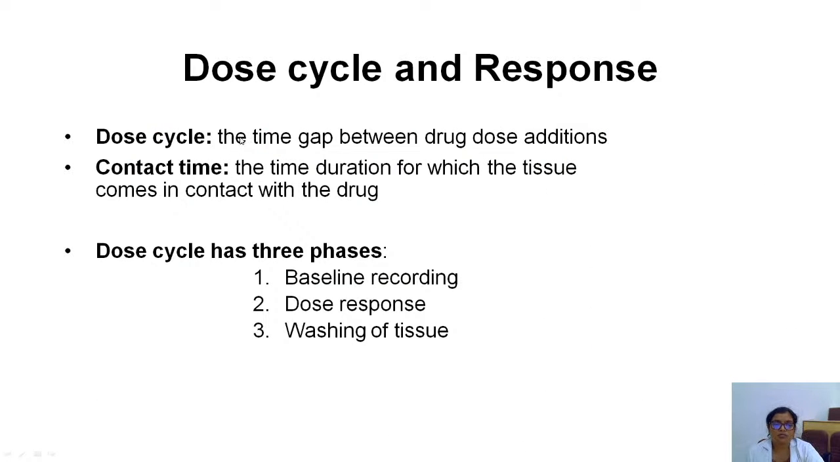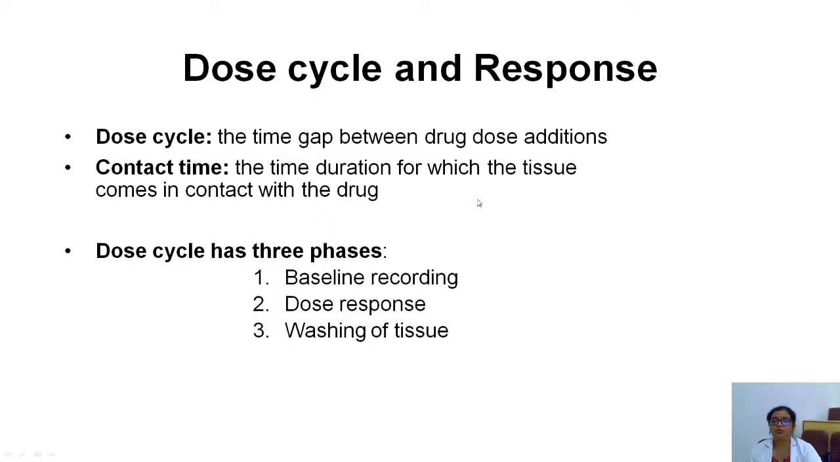Now there is one more terminology, dose cycle and response. So what is dose cycle? You give one dose, then the tissue will go on contracting, and again it will come down to the baseline, and you need to let it move for some time at the baseline. I'll show you in the graph. Then you add the next dose. So the dose cycle is the time gap between the drug dose additions.